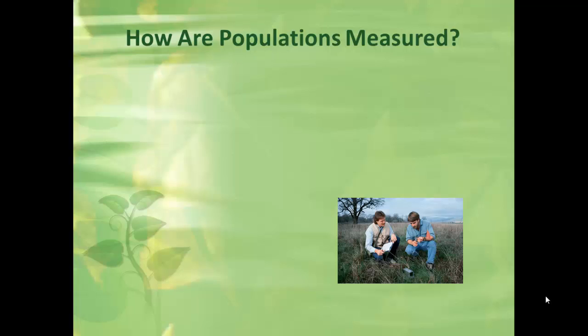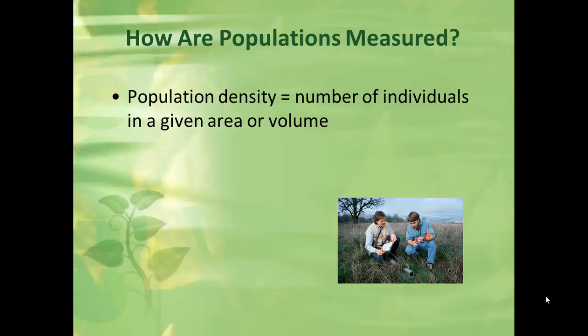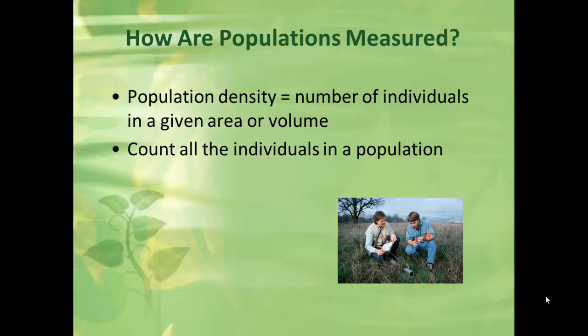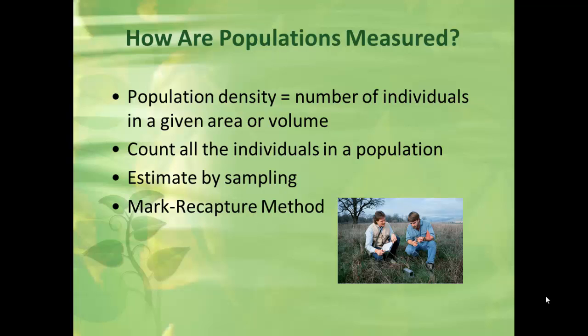So how are these populations measured? First, remember, population density is the number of individuals in a given area or volume. So how we measure the populations is to count all the individuals present. However, this can take a long time if you're measuring a 100-acre plot. Therefore, we're going to estimate by sampling using a mark and recapture method.